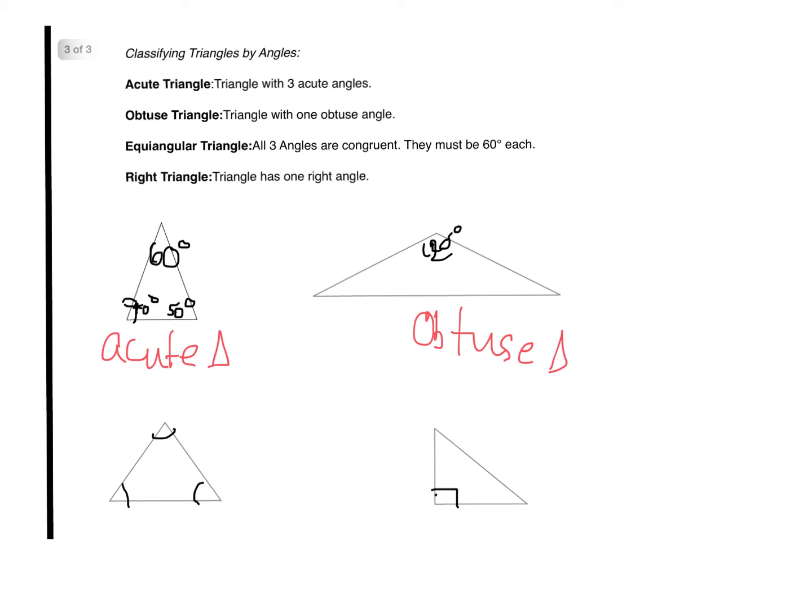Okay. Next example. We see that all three angles are congruent because there's that little symbol there, and all three angles have the same mark. So we know each angle is 60 degrees. So we know this is an equiangular triangle. Okay, and the last one. We see that it has the right angle symbol, so we automatically know that because there's a right angle, it's going to be a right triangle.